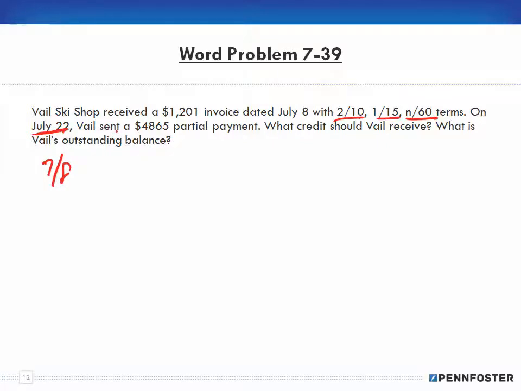Let's see here. Did I write that in right? Yep, I wrote that in right. No, I didn't. I'm like, how could this partial payment be $4,865 when my invoice was only dated 12/01? Well, it's not 4,865. It's 485. Sorry for the typo error. So Vail sent a $485 partial payment. What credit should Vail receive? What is Vail's outstanding balance?